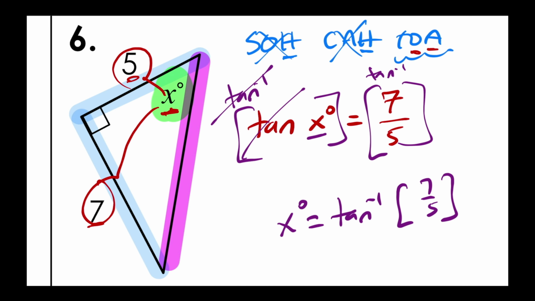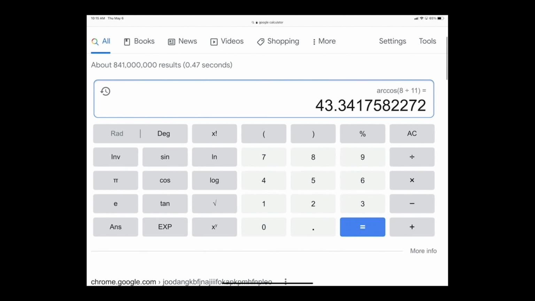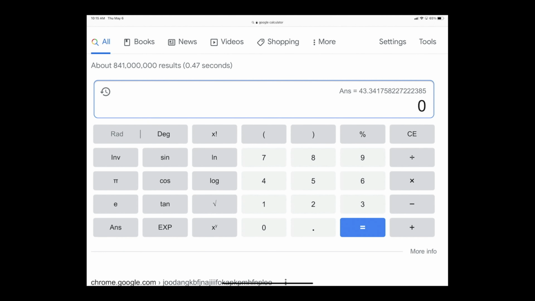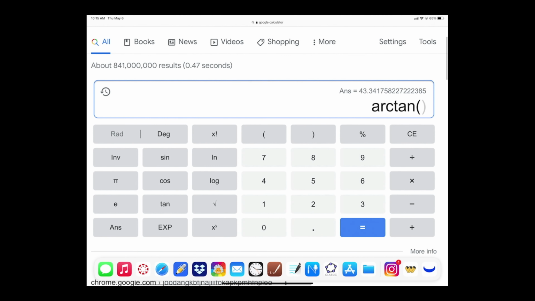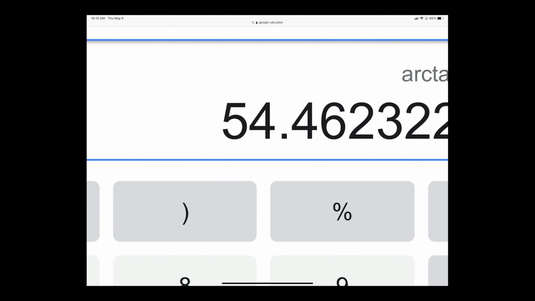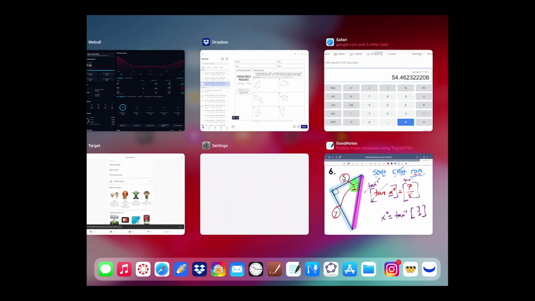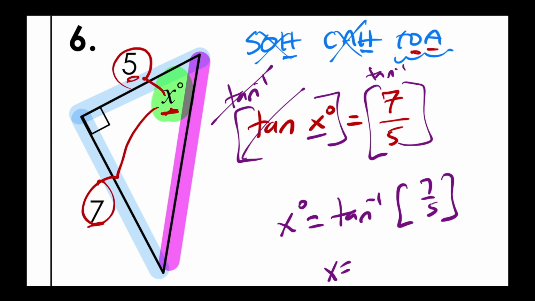And get your handy dandy calculator, or use your own calculator. So let's just do this one. Let's clear this out. We do the inverse tangent, or arctan, same thing, of 7 divided by 5, close that parenthesis and hit equals, and we get 54.5, right? Because that 6 makes that 4 go up, so it's 54.5 degrees. And there you go.